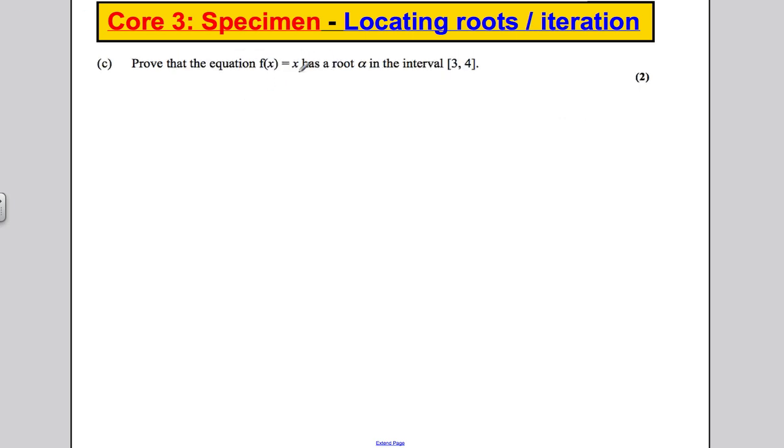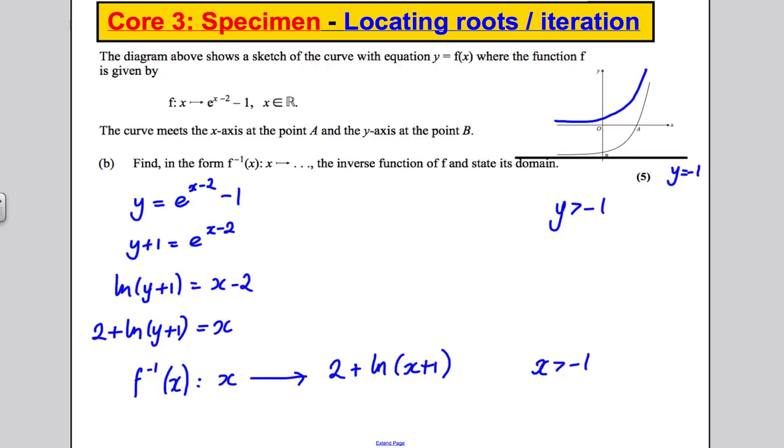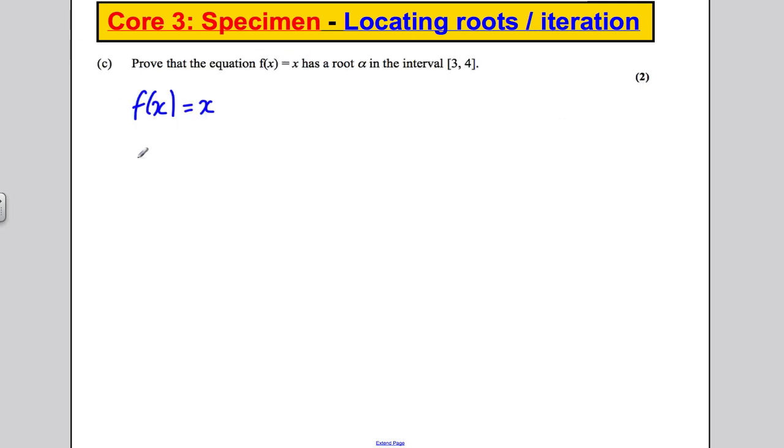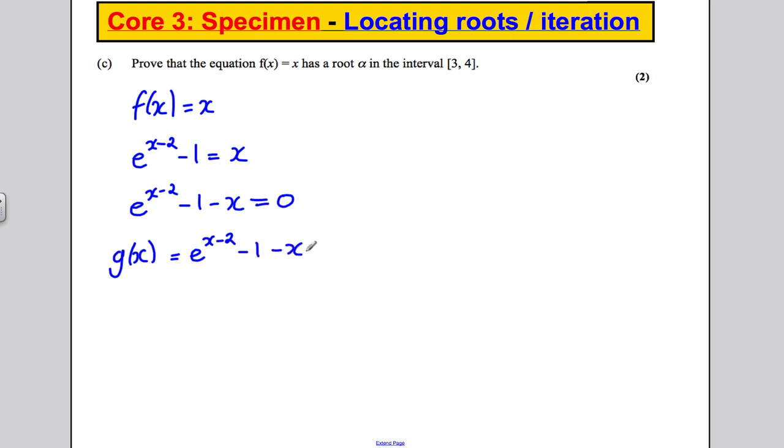C, prove that f of x equals x has a root in the interval 3, 4. Well, f of x equals x. Let's just write down what that actually means. f of x is e to the x minus 2, subtract 1. So e to the x minus 2, subtract 1 is equal to x. And what I could do is subtract x from both sides. e to the x minus 2, subtract 1, subtract x is equal to 0. Now I could define a new function g of x to be this, e to the x minus 2, subtract 1, subtract x.